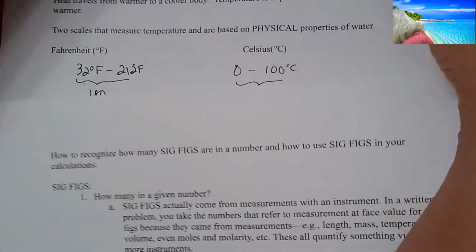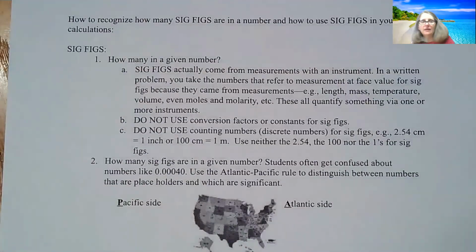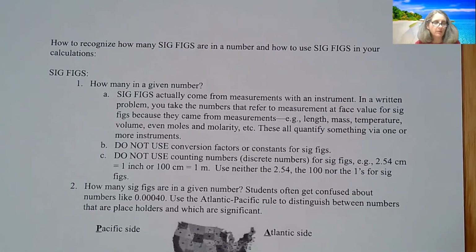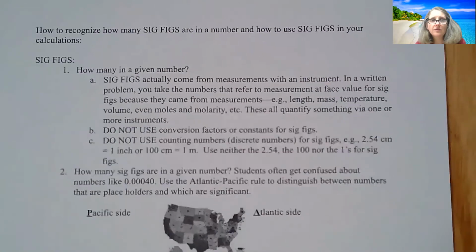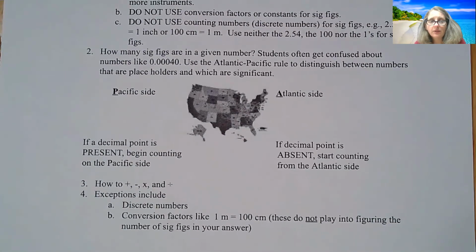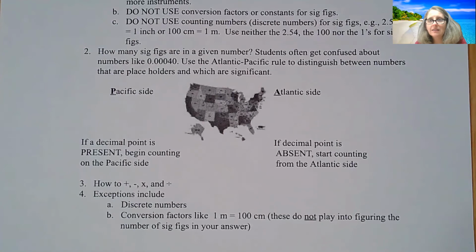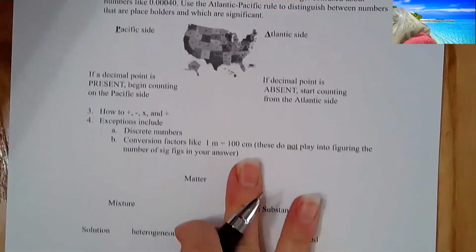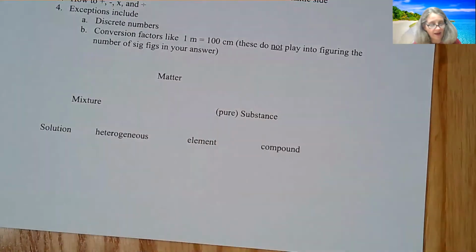All right, and then the next page, again, I put this in your summer packet. Please note that significant figures are going to be something that you need to get practice with. So please go over the Pacific and Atlantic side rule, where you start counting a number, and do some practice if you need to. But I'm not going to spend any class time on that.